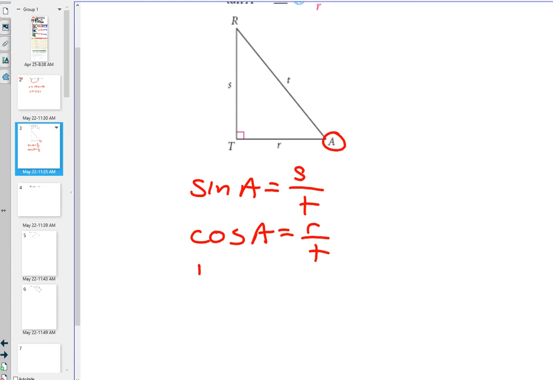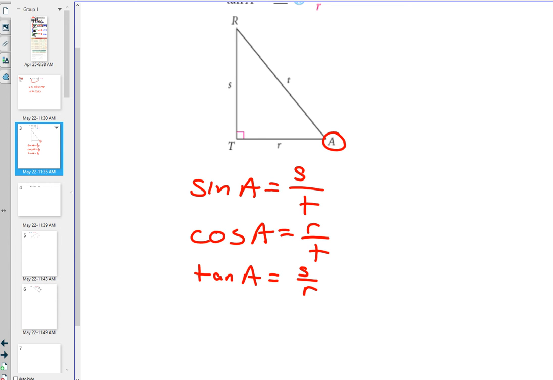And then the last thing this question is asking for is the tangent. What's the TOA in SOHCAHTOA stand for? Opposite on top, adjacent on the bottom. Which leg is opposite and which is adjacent? S is opposite over what's the adjacent?